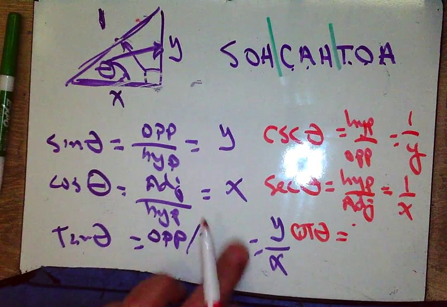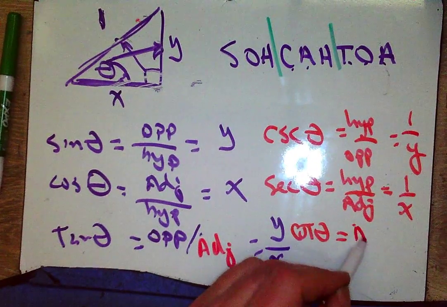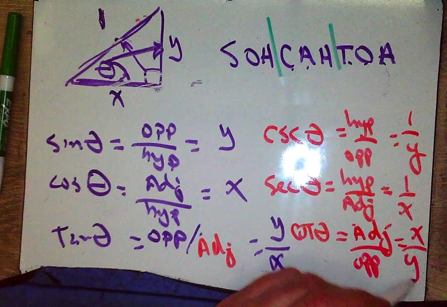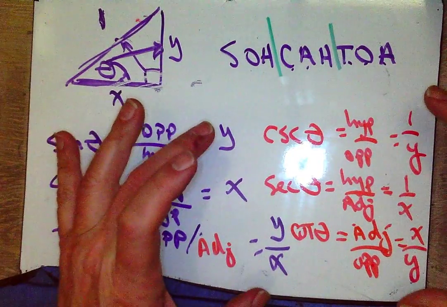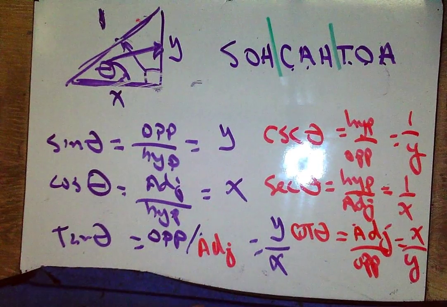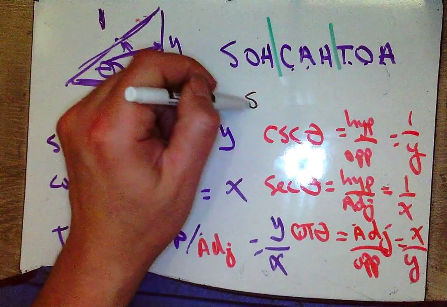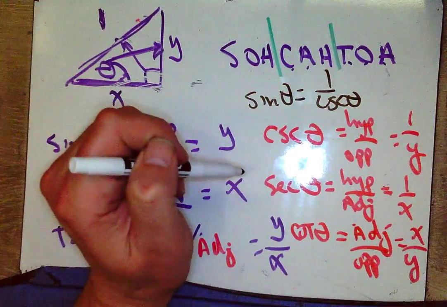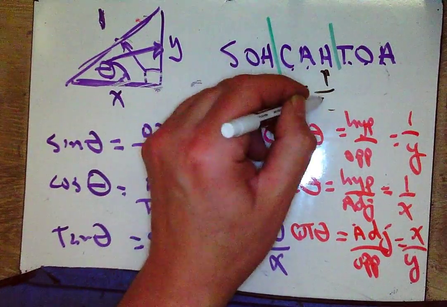That's not supposed to be hypotenuse. That's supposed to be opposite over adjacent. So this is adjacent over opposite, or x over y. Okay, so we need to understand on the unit circle as well as not on the unit circle. And remember, cosecant is just the reciprocal of sine. Sine theta is 1 over cosecant theta. Or I guess we could say cosecant theta is 1 over sine theta.